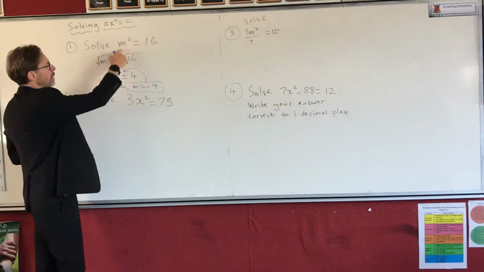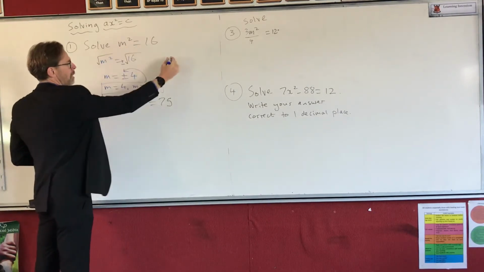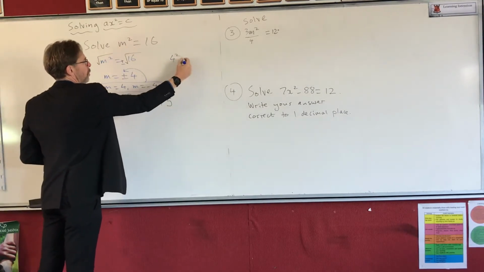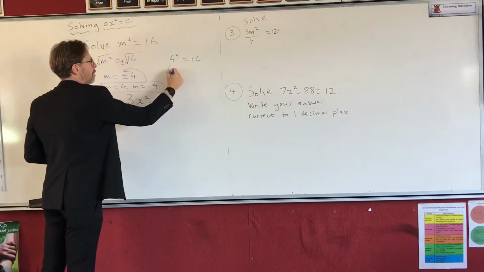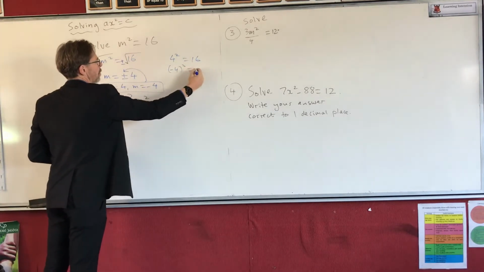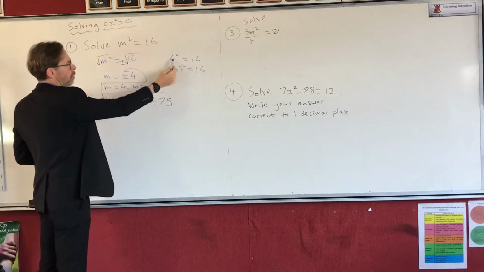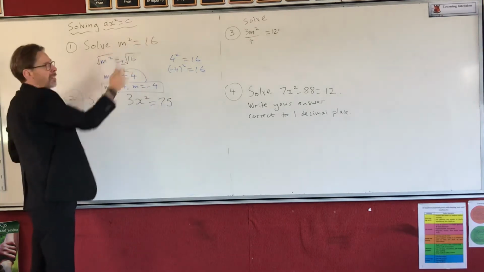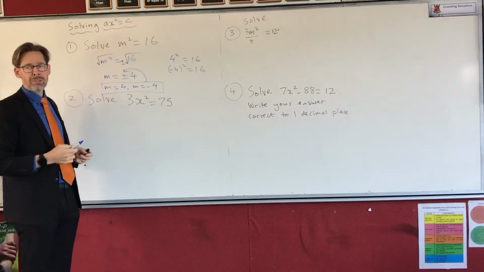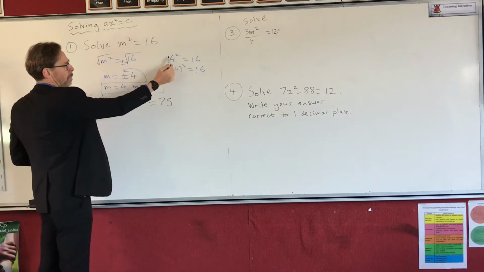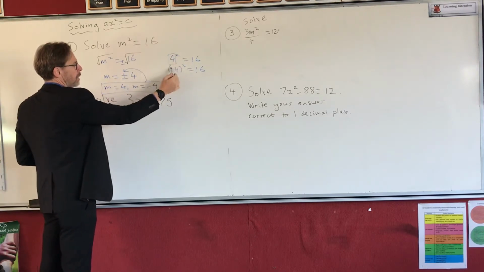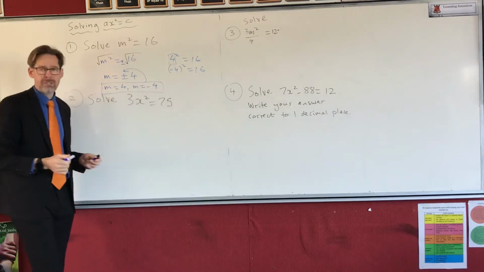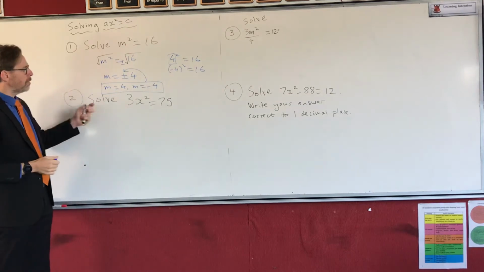Well, think about it. m squared equals 16. So 4 squared equals 16, and negative 4 squared equals 16. So there's two numbers which I can square to get 16. That's why you've got a positive and negative answer. One of those numbers is positive, and one of those numbers is negative. Okay? Let's look at question 2.